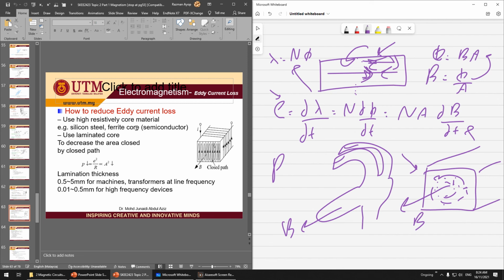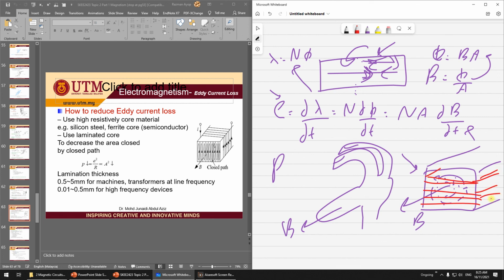Or if you don't have the high resistive core material, you can use lamination. Remember this is the core. You can see here, this is the current. So basically just put an insulator. You put insulator here, you put insulator, you put insulator. So this one is called lamination.